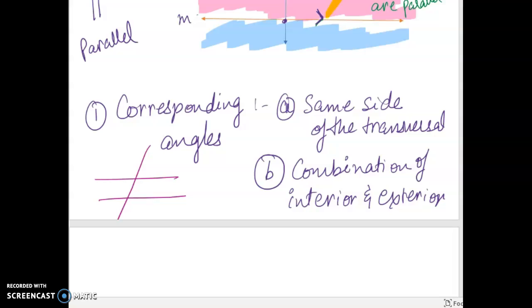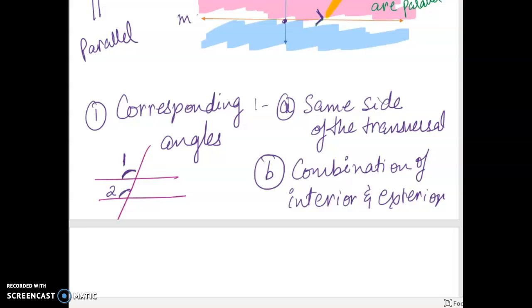Let's say the one exterior angle is angle 1 because it is on the exterior side, the blue portion in the above diagram. So angle 1 is the exterior and I need a combination of interior as well. Let me take one interior as this one, angle 2. So angle 1 and 2, they are my corresponding angles.